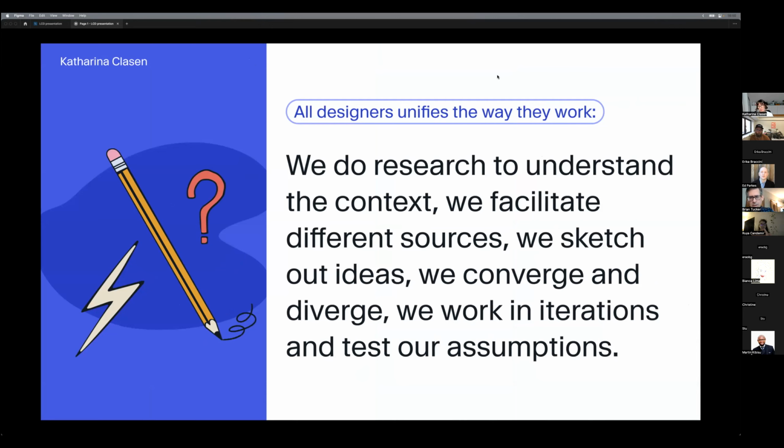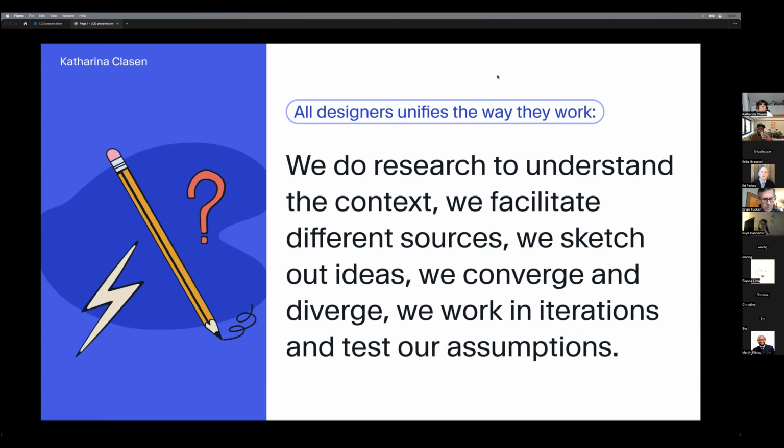What do we do? We do research to understand the needs, the user needs, the context of use. We facilitate different information sources, expert opinions. We prototype ideas. Jeroen told you that you will also learn about prototyping, which I think is very important. We converge, diverge, we test our prototypes, our early sketches and assumptions, and then we work in iterations. We don't just stop, but we iterate and try to improve.